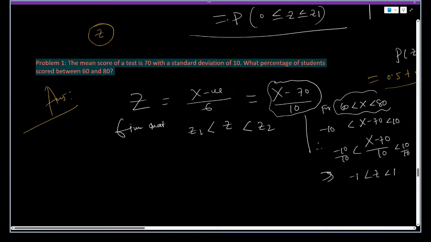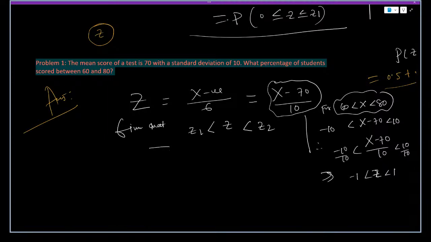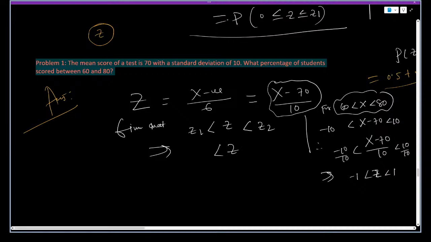So for x in this range, Z lies between -1 and 1. In the standard normal distribution, you have to find this thing. This is say -1 and this is +1 on the standard normal curve, if you plot it. So you need to find this area.